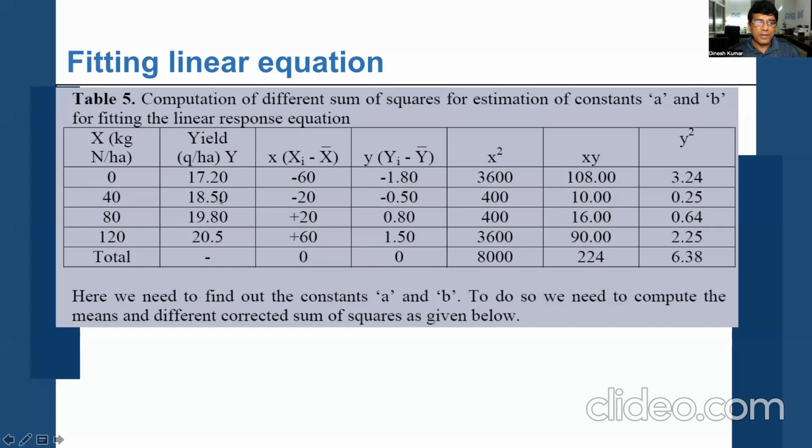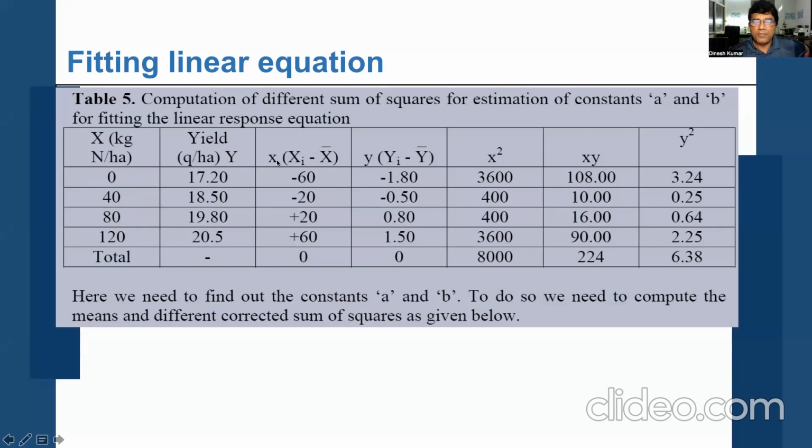17.20, 18.50. So you see these data or observations are in pairs. If you have 0 nitrogen, you have 17.2 quintals per hectare of yield. So this is your N0, this is your Y0. 40, you can consider it N1 and then Y1, N2, Y2, N3, Y3, something like that. So here you can see there are 4 pairs, 1, 2, 3, 4 pairs of X and Y.